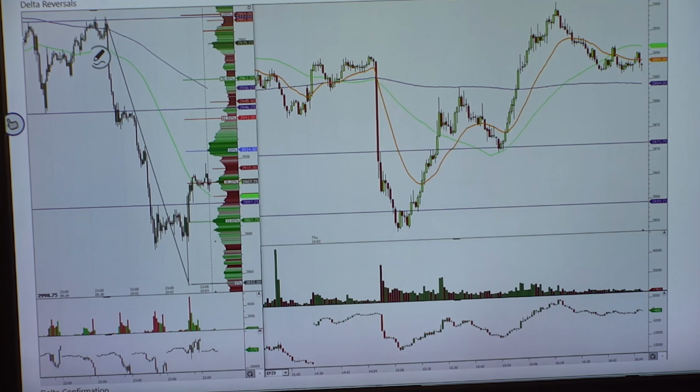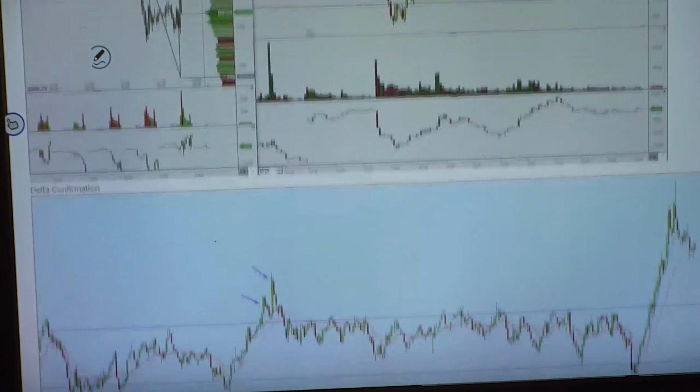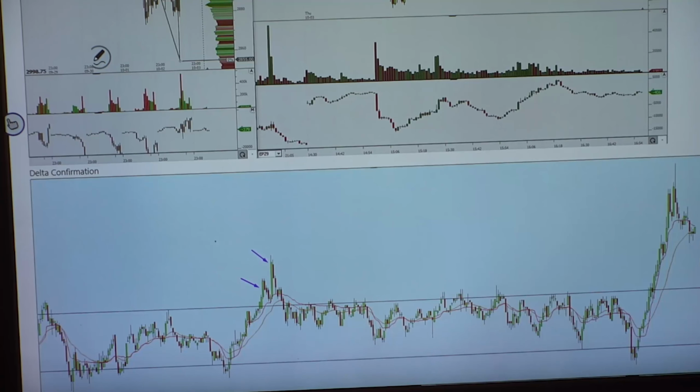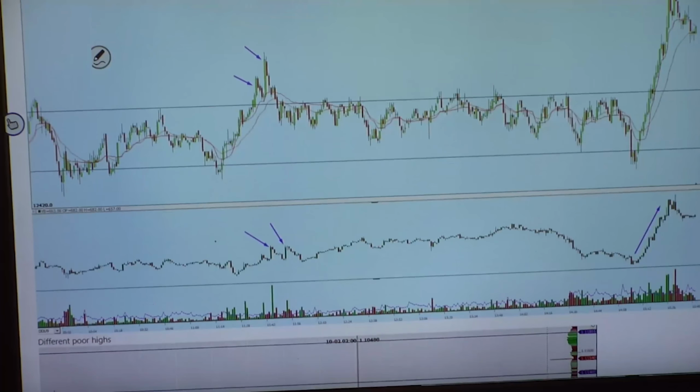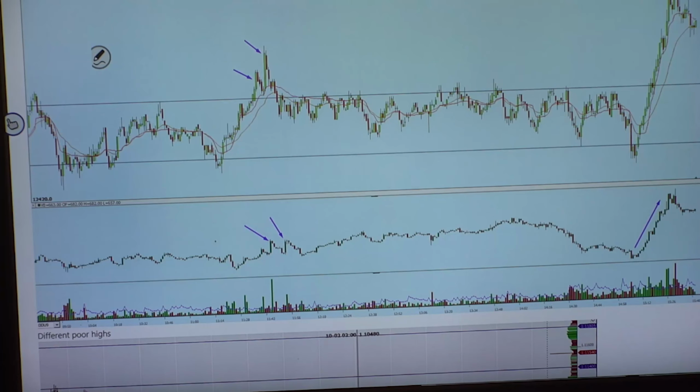I do find with delta that it's best on a shorter time frame, so using a 1 minute to help you really nail down that point of turn and how exactly you're going to get into it. Now I'm going to use a slightly different example here, looking at delta to help confirm a move, or in the first instance, delta not confirming a move.